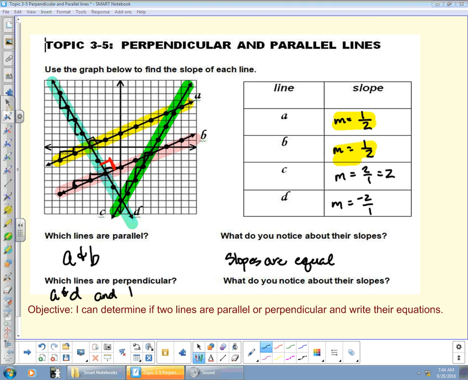And so the perpendicular lines here are A and D and B and D. And what do I notice about their slopes? Well, A has a slope of 1/2, D has a slope of negative 2/1. And so what we say is they are negative reciprocals. And so all you need to think here is flip and switch. Flip the fraction, switch the sign, for lines that are perpendicular.